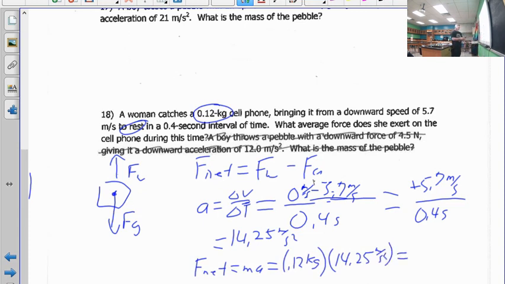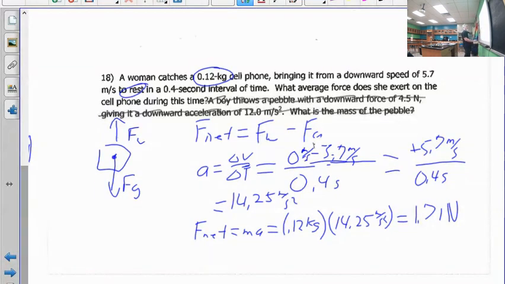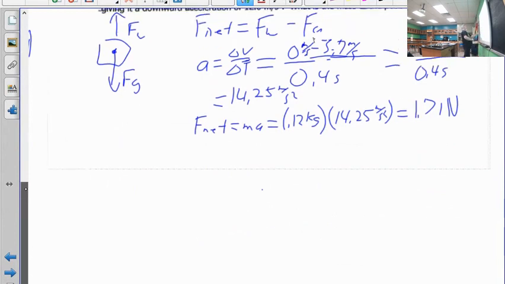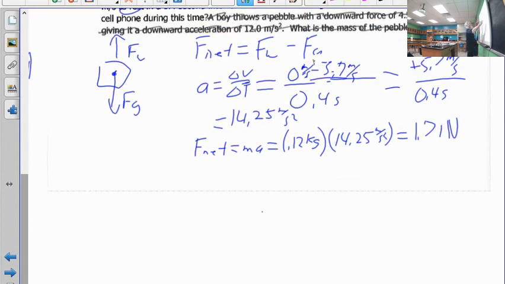Plug that into your calculator. Times 0.12, we get 1.71. Right, newtons. Remember, newtons uses kilograms. So Newton's second law leads us to the conclusion that our net force is 1.71 newtons. Let's go back up to what our free body diagram told us. Our free body diagram told us that not only is F net equal to 1.71, it's equal to our force from the woman minus the force of gravity. So the force of the woman minus force of gravity is 1.71 newtons.